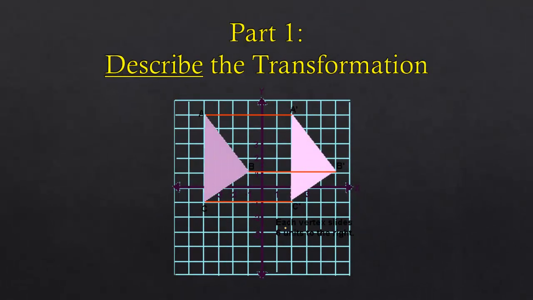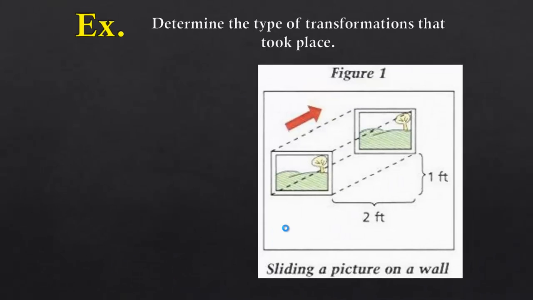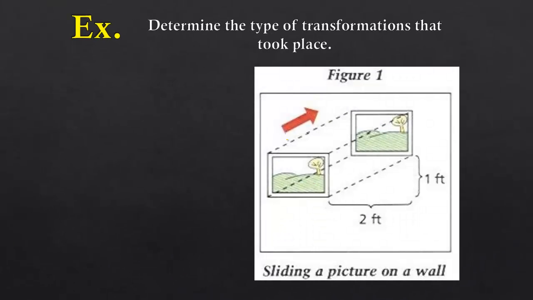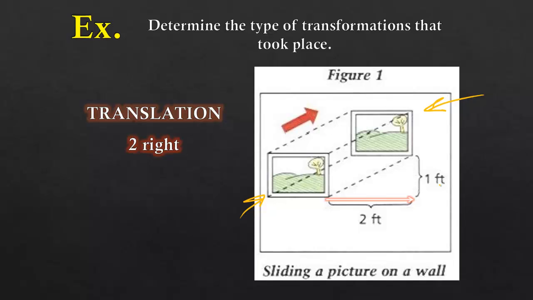So now we're just going to work on describing the transformation. This arrow tells us we're starting here at this one, and we're going to finish at this one. We know it moved 2 feet to the right, and then it moved 1 foot up. So from here it moved 2 right and 1 up. Because remember I said it goes right, left, up, or down.